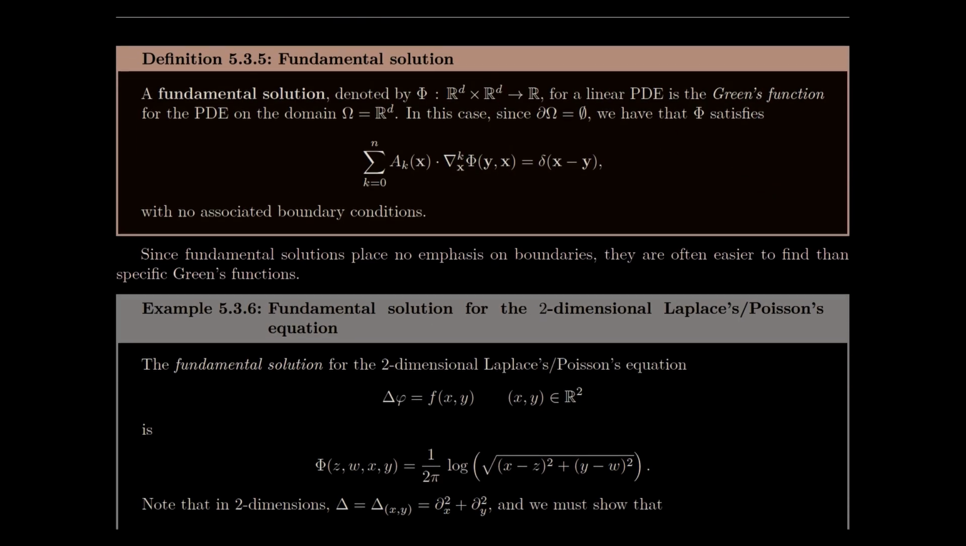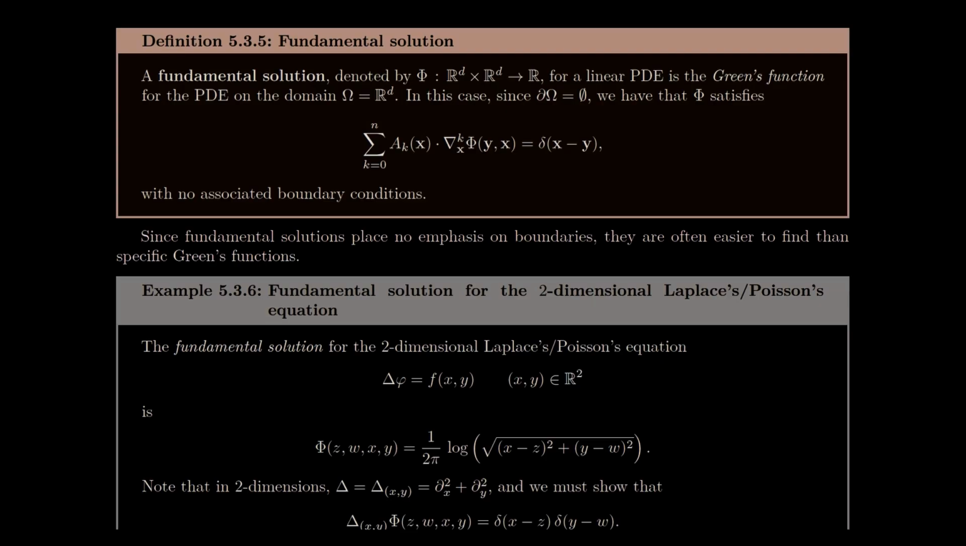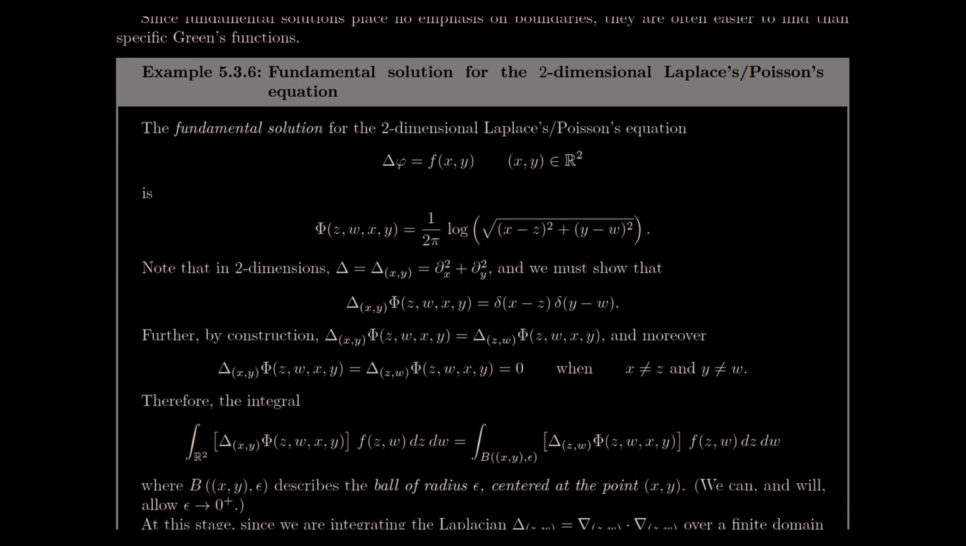Since they are a generalization of the Green's function, we've just decided to not care about a boundary. It's a little easier to find these objects than the Green's function, because the Green's function is going to care about the boundary. If we get rid of the boundary, then we just make our lives easier.